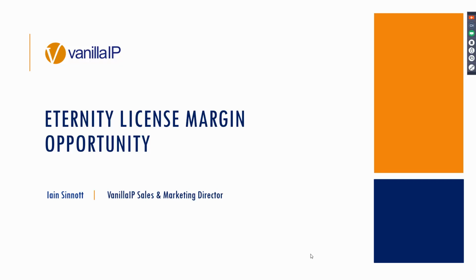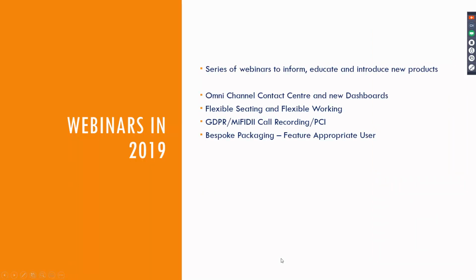So just to kick off, I'll run through the past webinars that we've been looking through, and hopefully you've all had an opportunity to join us for these, but if you haven't had a chance to see any of them yet, they are all available on the VanillaIP website. Over the last little while we've been covering really interesting revenue opportunity products like the omnichannel contact center and dashboard services, the flexible seating and flexible working tools, and of course the all-important call recording elements that are controlled much more strongly these days by GDPR, MiFID II and PCI compliance.